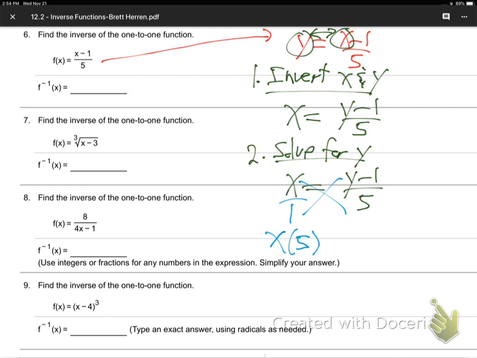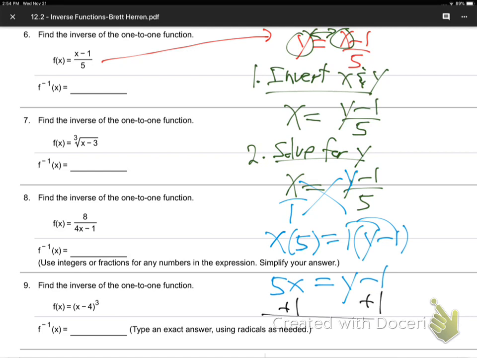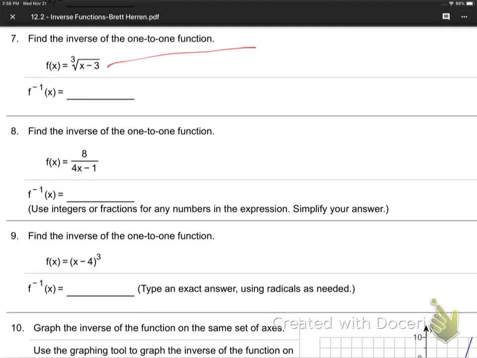X times 5 equals 1 times y minus 1. This is a y up here. So then distribute, so we get y minus 1 is 5x. Last step to get y alone, add 1 to both sides. So y equals 5x plus 1. So 5x plus 1. There it is. That's the inverse function. Okay, let's try this one. Bring it over here. Y equals the cube root of x minus 3.